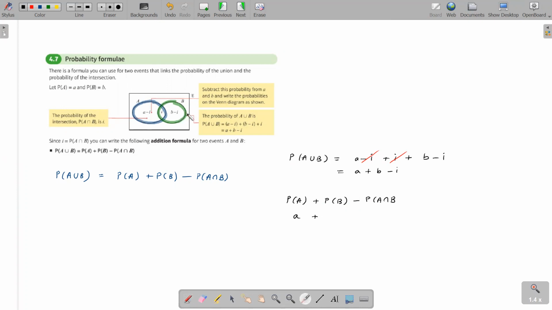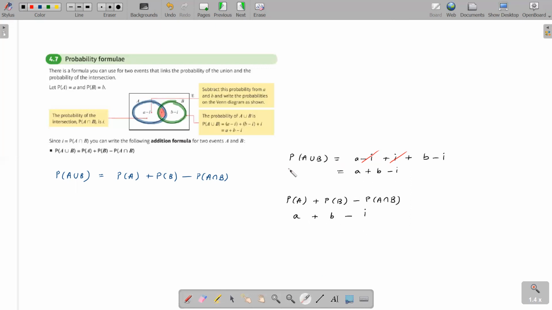And then the probability of the circle B, the green circle, is B minus I plus I, which is B. Minus the probability of A intersection B, guys. A intersection B is the probability that comes in the intersection of A and B, the part in the middle here. That's I. Over here I can't simplify anymore, so it's A plus B minus I. Can you see that both of them are equal to each other?